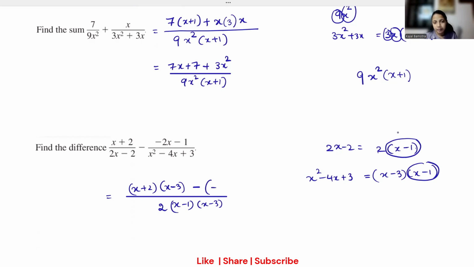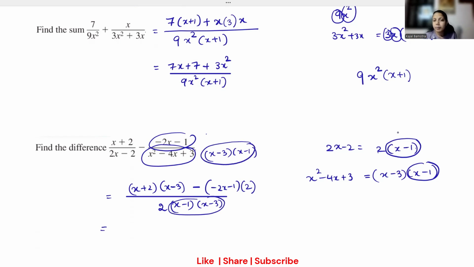For the next, minus 2 times x minus 1. In the denominator, you have x minus 3 and x minus 1. Both factors are there, but a common constant 2 is missing, so you will multiply by 2. Because this term has denominator x minus 3 and x minus 1, it already has the two same factors that I want, but 2 is not there. So I multiply by 2 and divide by 2. Now it's a common denominator.